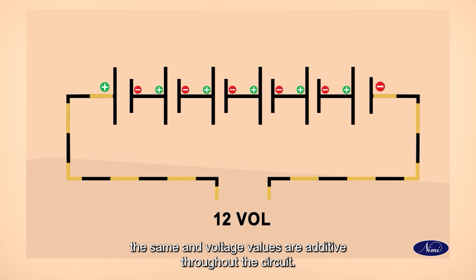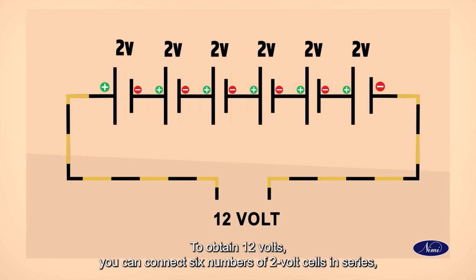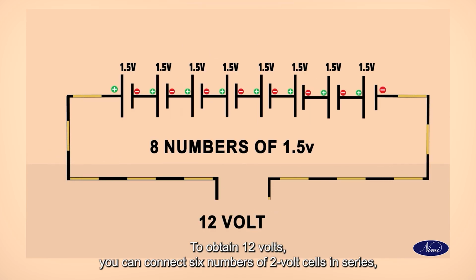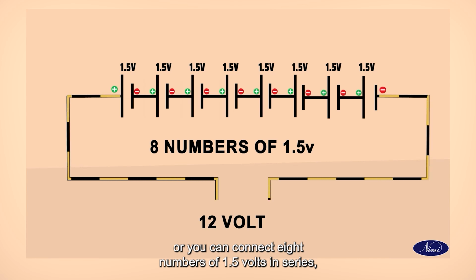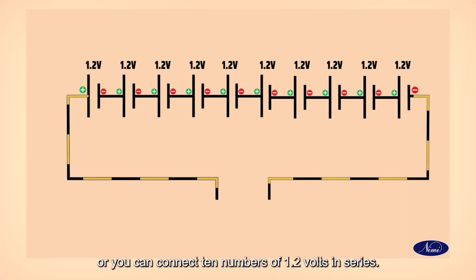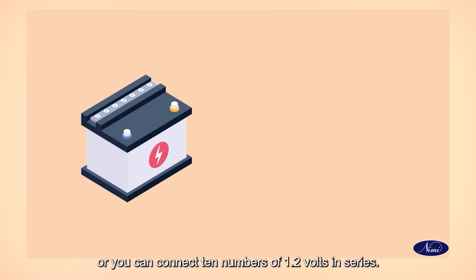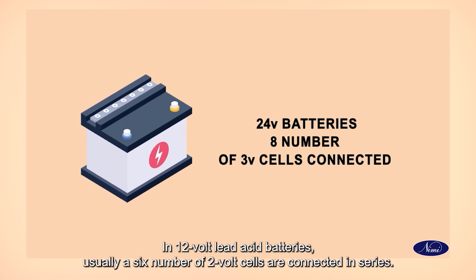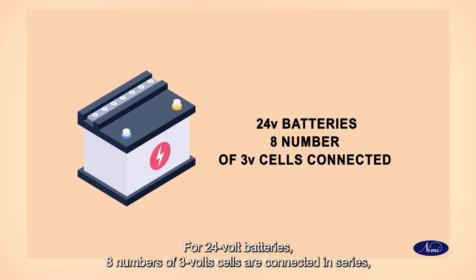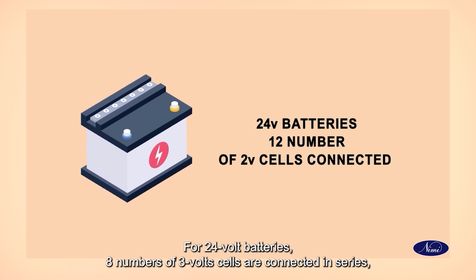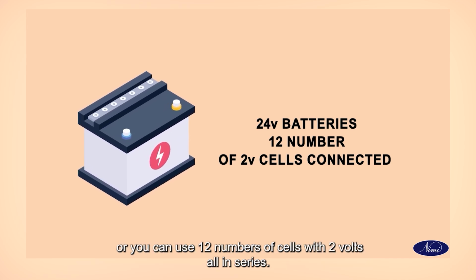To obtain 12 volts, you can connect 6 numbers of 2 volt cells in series, or you can connect 8 numbers of 1.5 volt cells in series, or you can connect 10 numbers of 1.2 volt cells in series. In 12 volt lead acid batteries, usually 6 numbers of 2 volt cells are connected in series. For 24 volt batteries, 8 numbers of 3 volt cells are connected in series, or you can use 12 numbers of cells with 2 volts all in series.